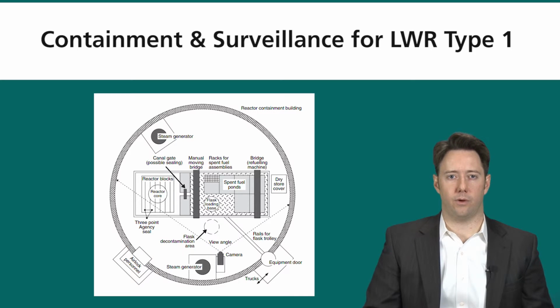So the first thing we'll do is look where we can place IAEA seals. And we have one here on the reactor core. So when the fuel is loaded and the operator closes the vessel containment lid, then the IAEA can place a seal on that to make sure it's not opened when it's not authorized to be open, or without notification that it's going to be open. We can also place a seal on the spent fuel canal gate to make sure no spent fuel is unloaded from the reactor into the spent fuel pool without being declared.